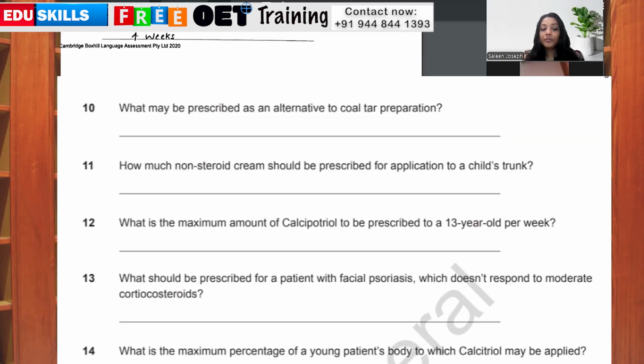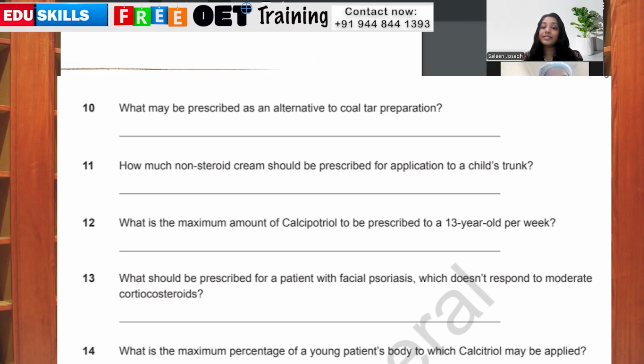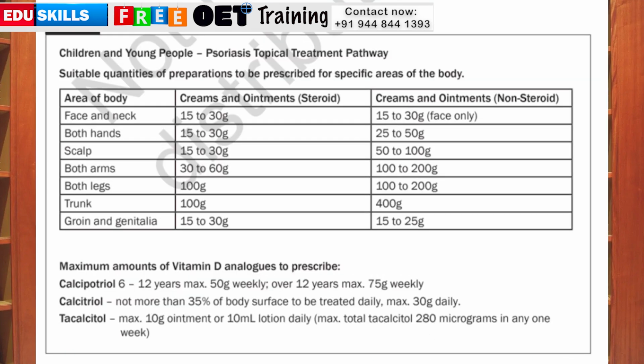Now the next question: how much non-steroid cream should be prescribed for application to a child's trunk? Non-steroid cream and child trunk, from text D. From text D, you need to search for non-steroid cream. The answer is 400, and they are asking for the dosage, 400 grams. Now the 12th question.